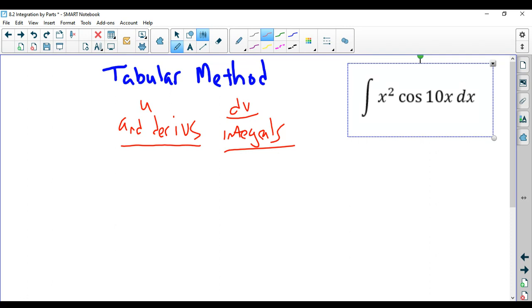So the only way that this tabular method works, and this is important, is u must eventually differentiate to 0. So it typically has to be a polynomial function like x squared is. So on this problem, you have to pick x squared as u, because you're going to differentiate it, and it has to differentiate down to 0. So dv is going to be cosine of 10x.